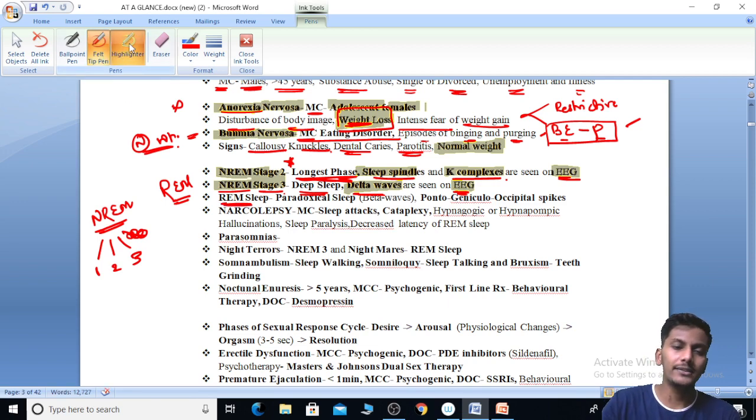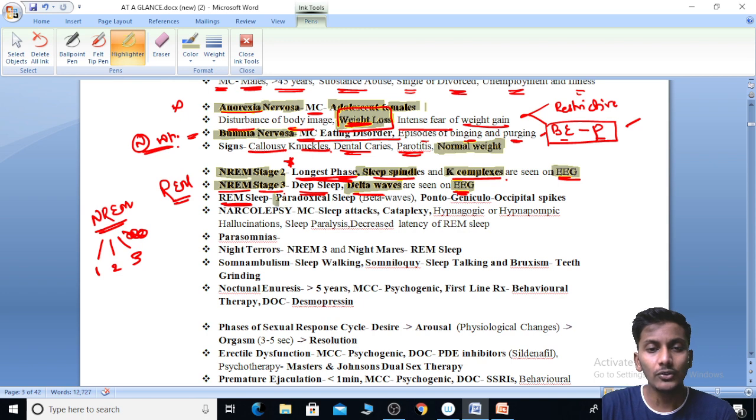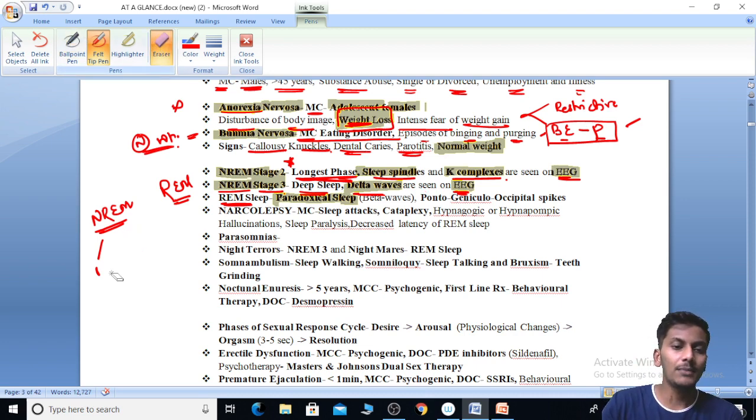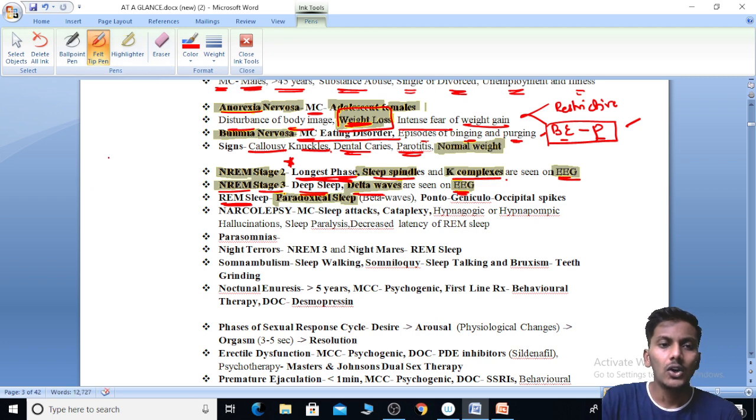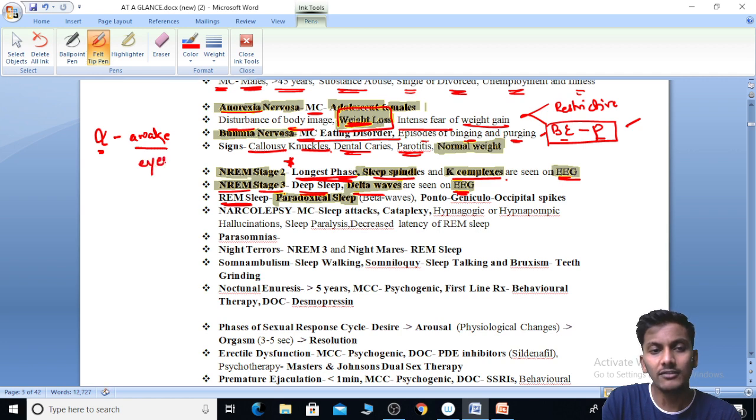Next is your REM sleep. REM is your rapid eye movement sleep. This sleep is also known as paradoxical sleep. Why do we call it paradoxical sleep? Please remember guys, there are different waveforms which are seen on an EEG. EEG records the electrical activity of the brain. In that, I'll just summarize the different waveforms once over here. You must have studied in physio. Alpha waves are usually seen when the patient is awake but the eyes are closed.